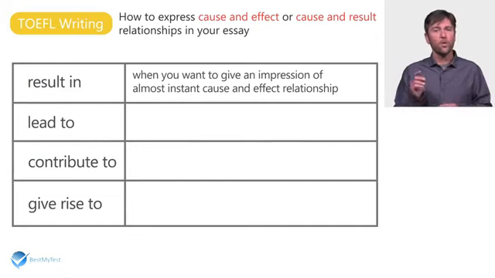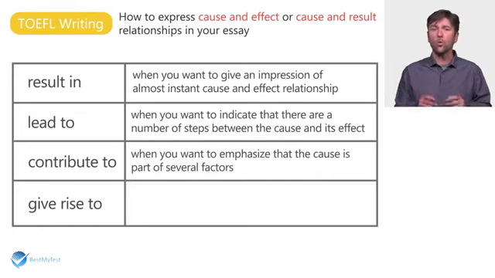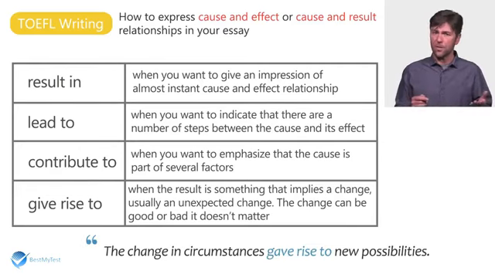Use result in when you want to give an impression of an almost instant cause and effect relationship. Use lead to when you want to indicate that there are a number of steps between the cause and its effect. Use contribute to when you want to emphasize that the cause is part of several factors. Use give rise to when the result is something that implies a change, usually an unexpected change. The change can be good or bad, it doesn't matter. Example, the change in circumstances gave rise to new possibilities.